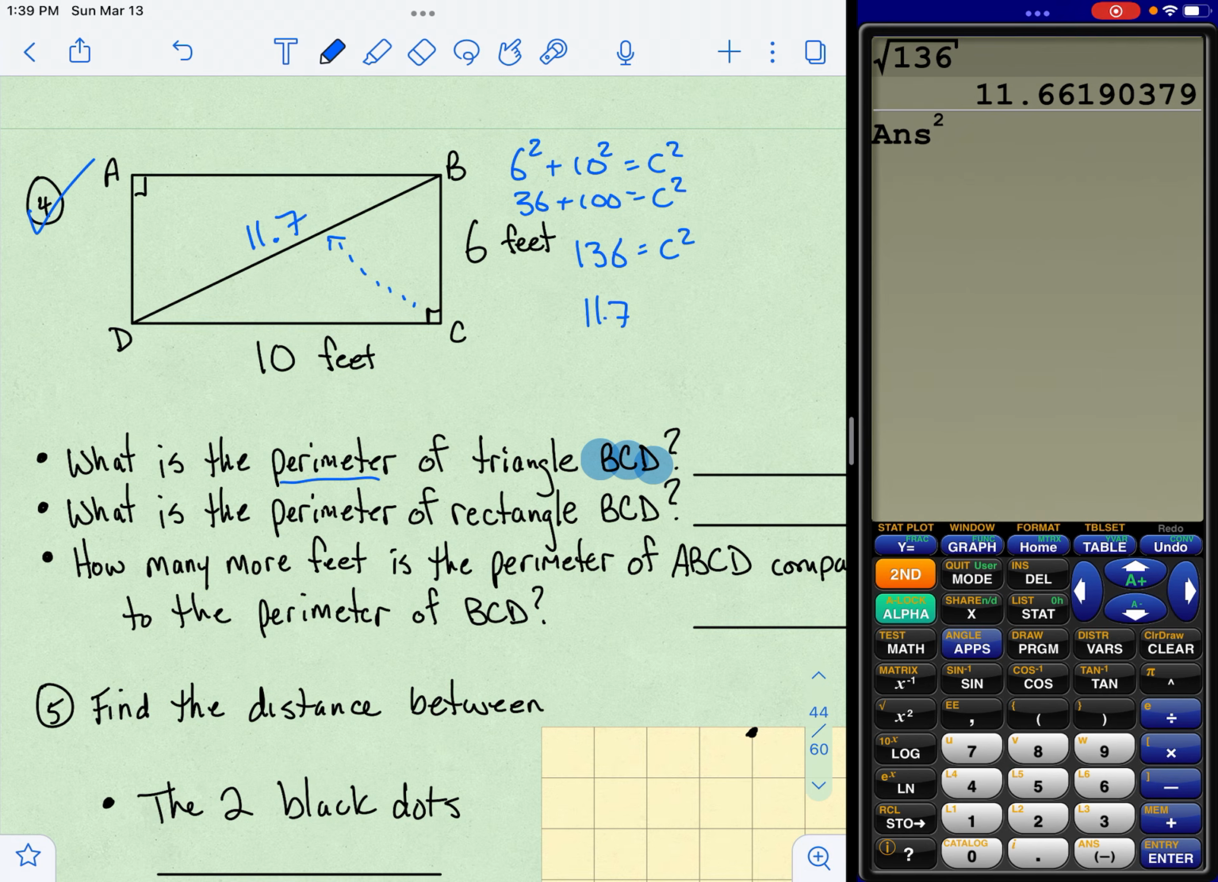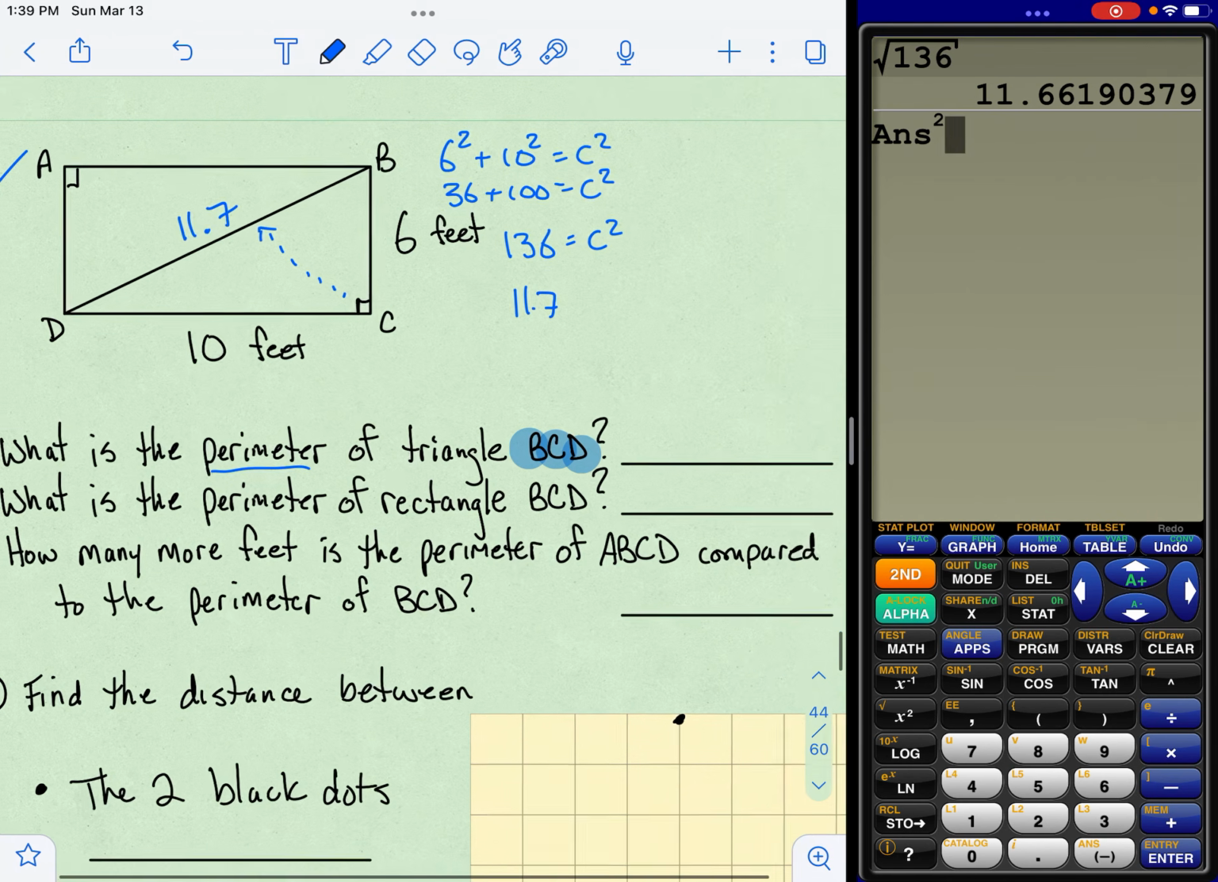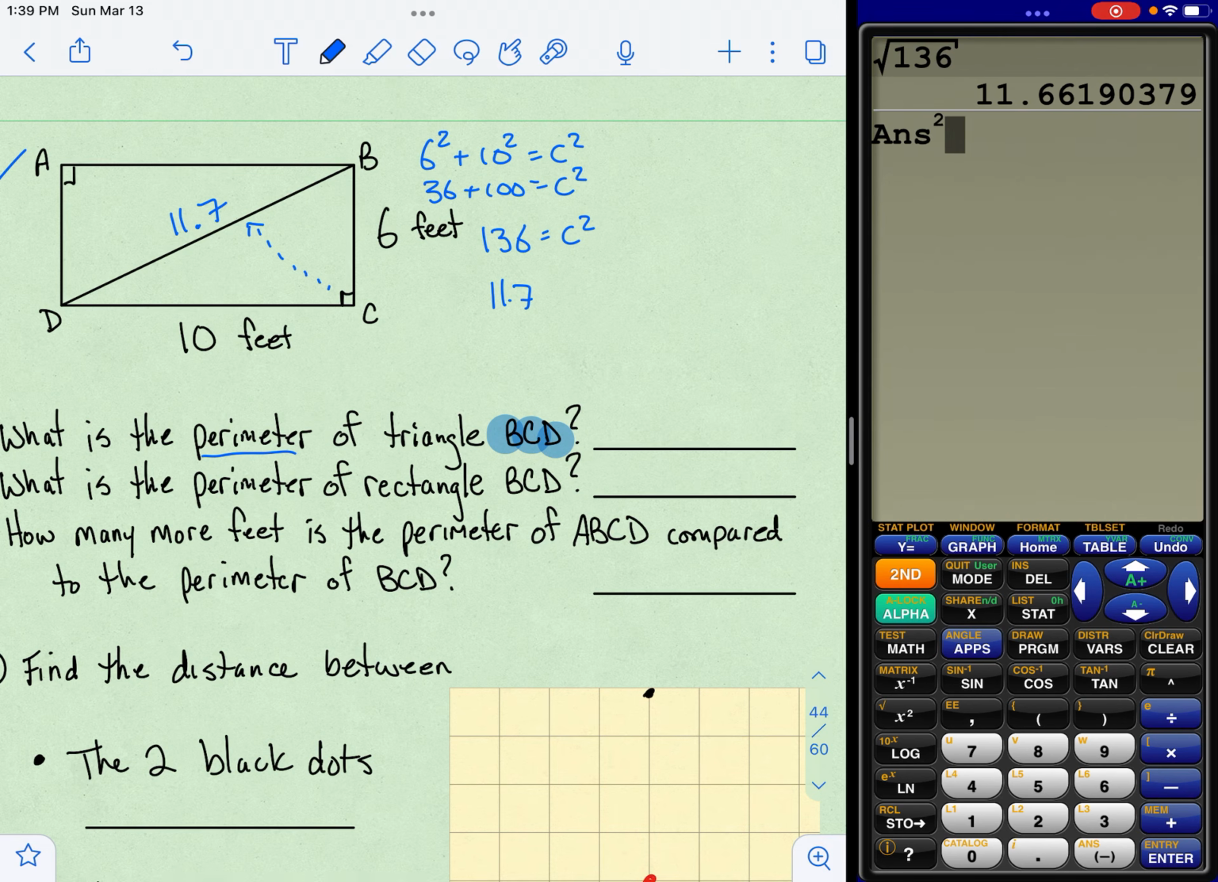I think that's a good idea to kind of keep things straight. And then 6 plus 10 plus 11.7. Oops, I have the answer in there. 6 plus 10 plus 11.7 is 27.7. All right, so in my example, 27.7 units.